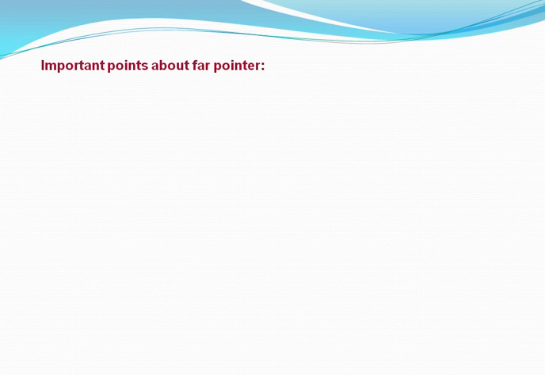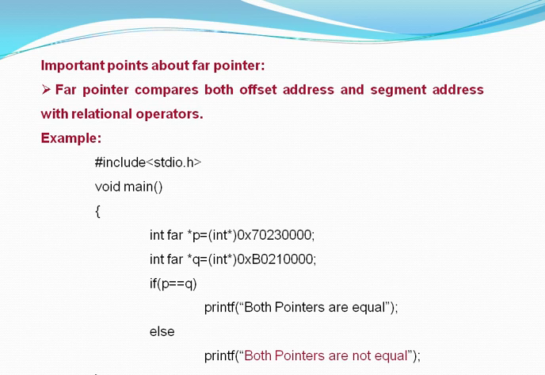So, important points about far pointer. A far pointer compares both offset address and segment address with a relational operator. In this question you can check, we are having two far pointers, one with the value 0x70230000 and another variable with the value 0xb0210000. We are comparing P == Q, meaning we are comparing both the segment address and offset address. Here we are having different values, so P can't be equal to Q. So we are having the result that both pointers are not equal.